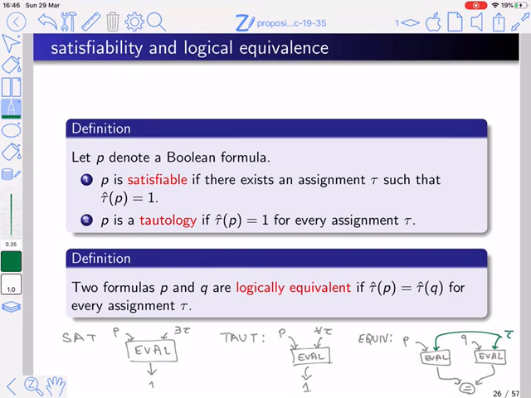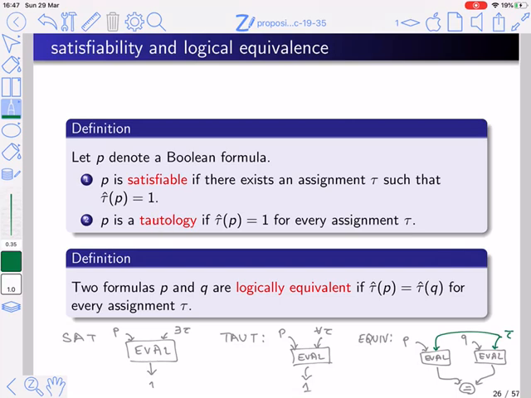Let's define three definitions: satisfiability, tautology, and logical equivalence. So let P denote a Boolean formula. We say that P is satisfiable if there exists an assignment tau such that tau hat of P equals 1. Here in this diagram, you see the evaluation. This is P, and I require that there exists a tau such that the outcome of the evaluation will be 1.